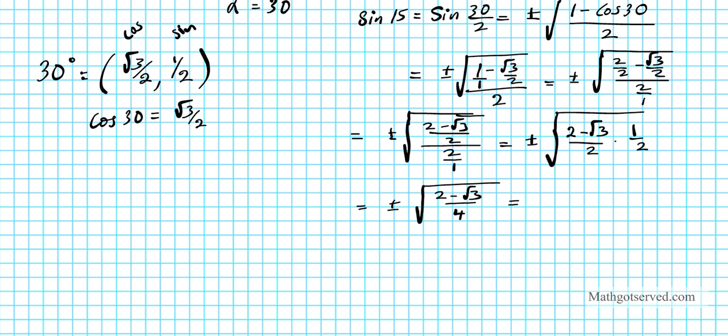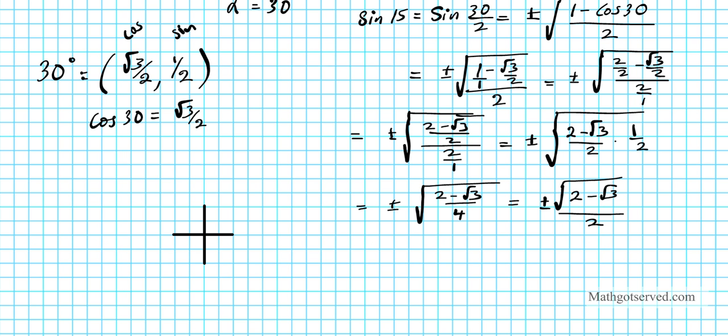Now what we're going to do is separate the square root into the top and the bottom. So we're going to have plus or minus the square root of 2 minus root 3, and then the square root of 4 is 2. All right, so the question now is, is it positive or negative? To answer that, we need to identify where 15 degrees is located, and then we'll use All Students Take Calculus to determine the sign of the trig function.